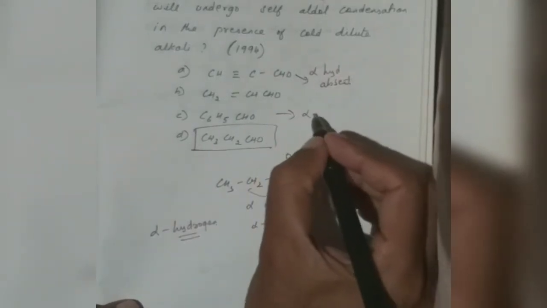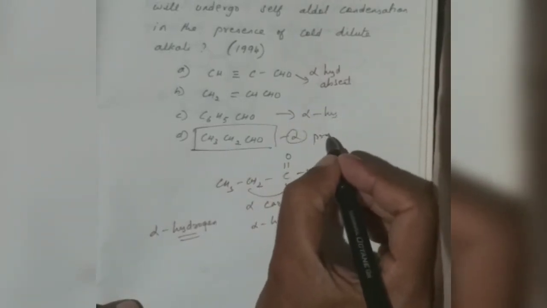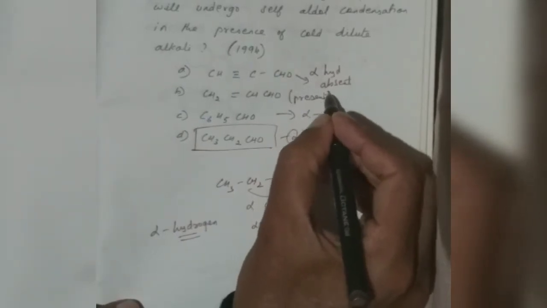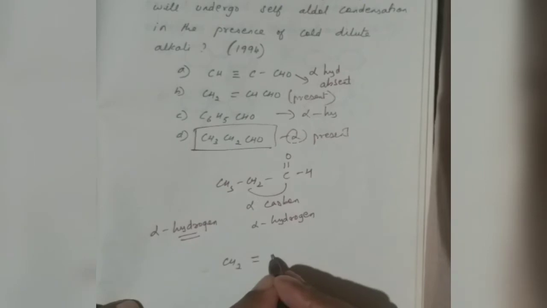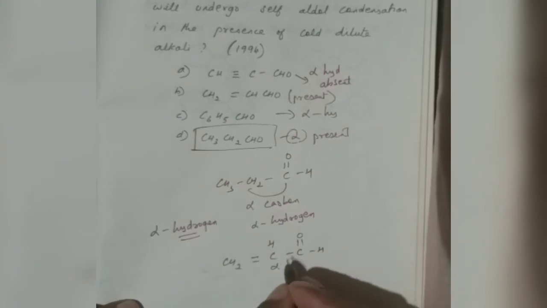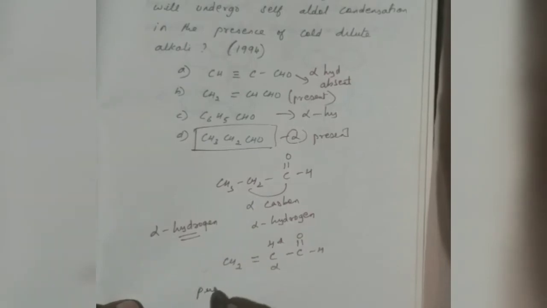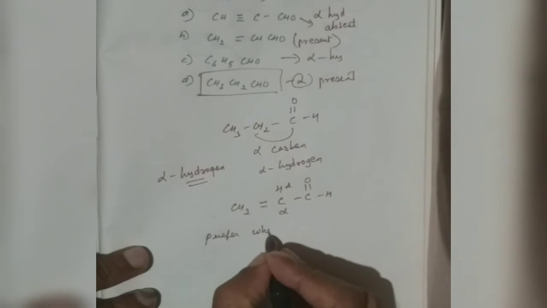Benzoate also, alpha hydrogen is absent. Here alpha hydrogen is present. Here alpha hydrogen is present, and here also it is present. Because even there we can write CH2 double bond, maybe you can write CH2, C double bond O and the H. So here also alpha carbon is present, alpha hydrogen is present. Here also present, but prefer the one where there are two hydrogens.